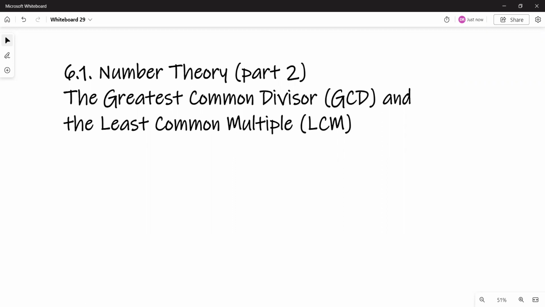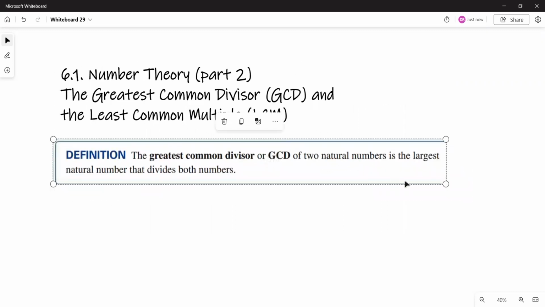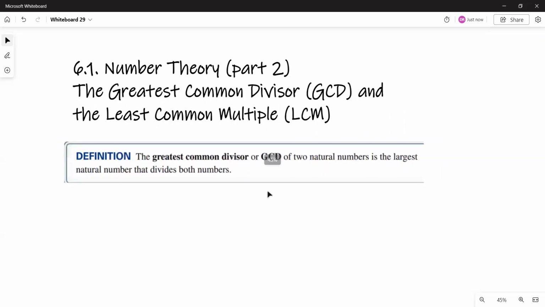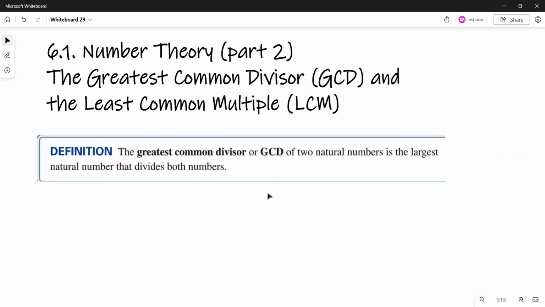So this is what the greatest common divisor is. Let's copy the definition. The greatest common divisor, or GCD, of two natural numbers is the largest natural number that divides both numbers. This is on page 243. But I'm going to show you the example in the book.